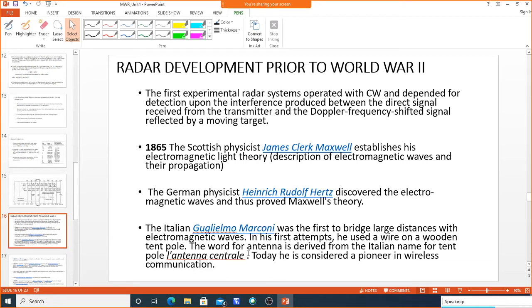He also established communication using radio technology. First he tried to use a wire and a wooden tent pole. The wooden tent pole was actually used as an antenna, a simple form of wire antenna, and he used that for the communication. That's why Marconi first established communication, and that's why he is called the pioneer of wireless communication.